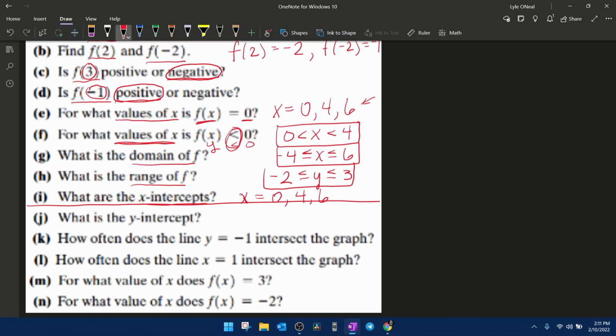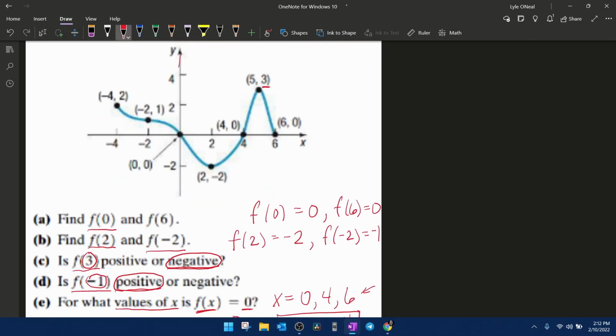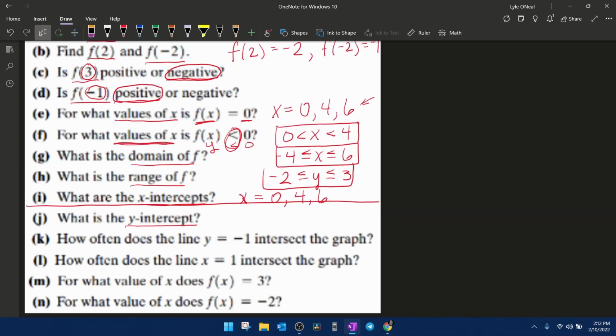Next, part J, what is the y-intercept? Notice it doesn't say y-intercepts. That's because if your graph is a function, you will have only one y-intercept, again because of the vertical line test. And the y-intercept exists when you have an x-coordinate of 0. So if we go back to our graph, looking on the y-axis, we can see that the point on the y-axis that the graph goes through is the origin, 0, 0. So our y-intercept would be y equals 0, or as an ordered pair, 0, 0.